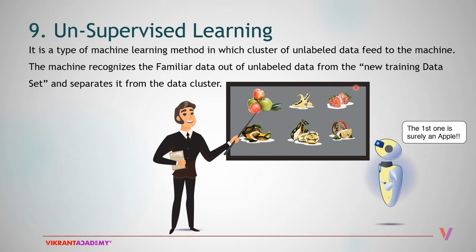And this is called unsupervised learning, where the machine already knows and is meant to separate only the one set of data that we have given to the machine.